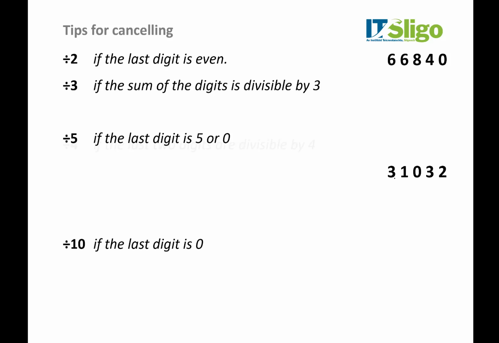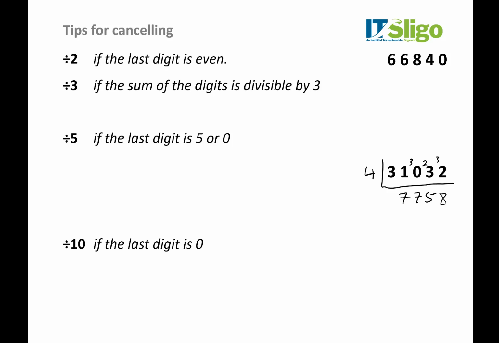How do we know a number is divisible by 4? If the last 2 digits are divisible by 4. So 32 is divisible by 4. So this number here, we expect to be divisible by 4. 4 will go in here 7 times with 3 left over, 7 times with 2 left over. It'll go in here 5 times with 3 left over, and 8.